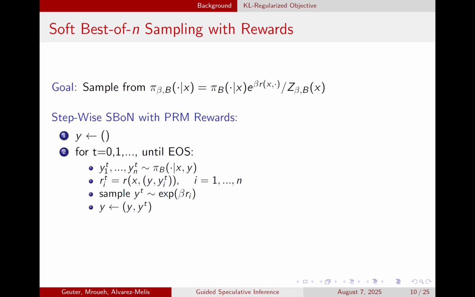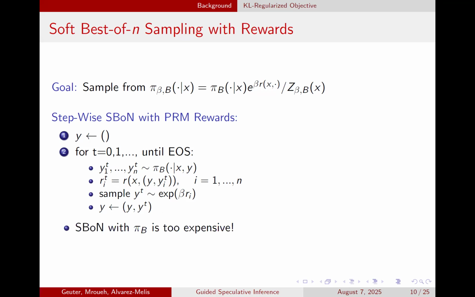Okay, so how does this look in the setting where now we have reasoning models and PRMs as reward models? Then we just loop over the reasoning steps. We start with an empty response, and t indexes the reasoning step here. For each reasoning step until we reach the end of sequence, EOS, we generate n responses. We compute the rewards with our PRM, and then we sample based on these rewards, tilted by the temperature beta. We append the sampled reasoning step to our current response, and then we repeat.